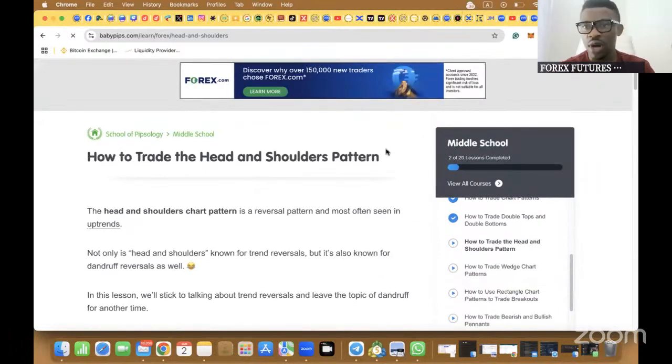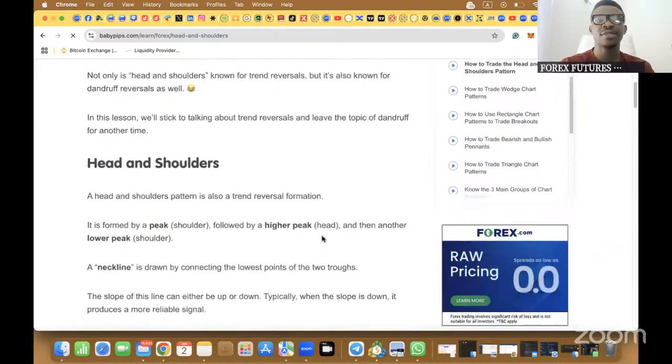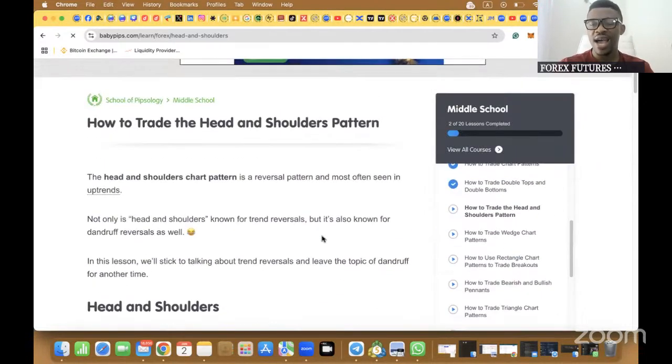The next one I want to quickly look at, our time is fast spent, is how to trade head and shoulder. I want to check if people are putting double bottom on the chat box.